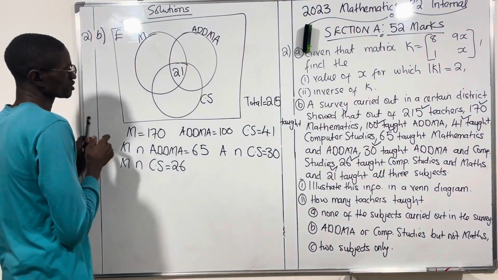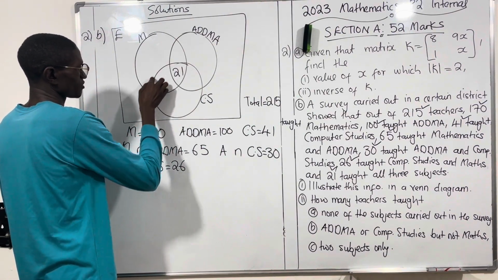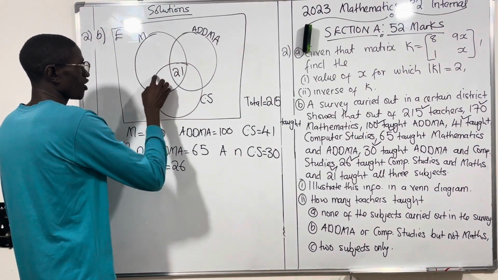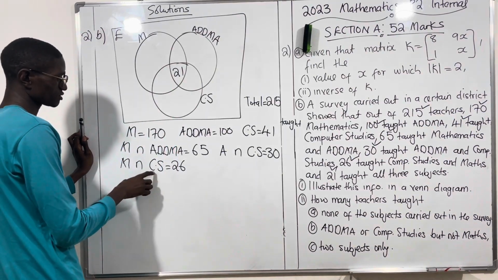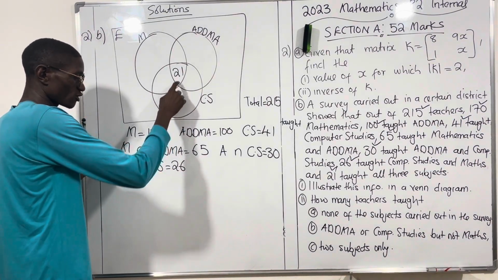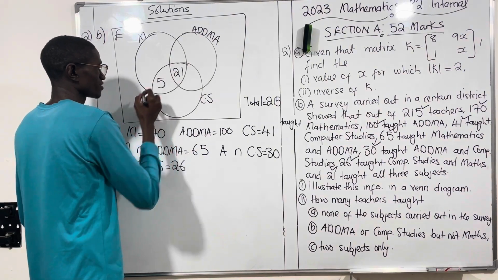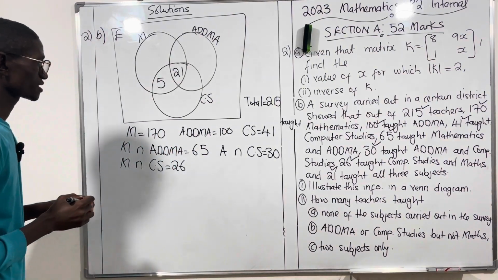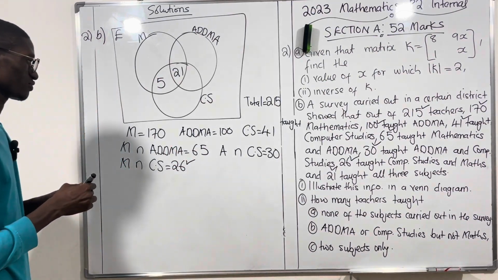All right, so we're told to say the intersection for mathematics and computer studies. This is the intersection for mathematics and computer studies. How many teachers should be here? Let us check. Mathematics intersecting with computer studies should give us 26. But we already have a 21 there. So we're going to say 26 minus 21, giving us a 5 for that remaining segment. So we can tick that one. We have plugged in that information.